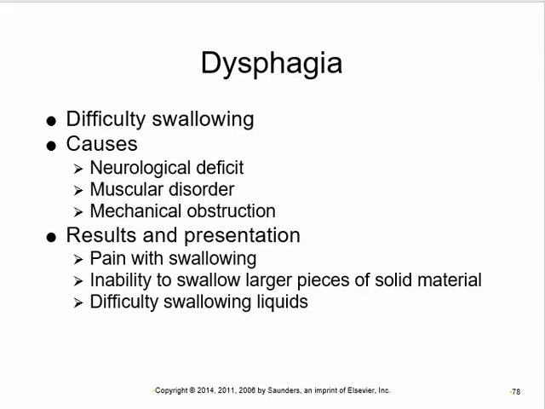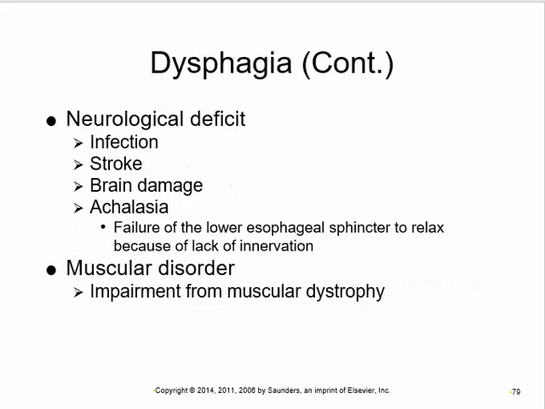Dys means difficult or painful, phagia, to eat, to swallow. So pain in swallowing is part of the presentation. Some people can't swallow larger pieces of solid material, but they can do smaller and liquid. And it'll run all the way to people that can't do liquids. So the neurological deficits really could be stroke, brain damage, could be infection that is affecting the nerves.